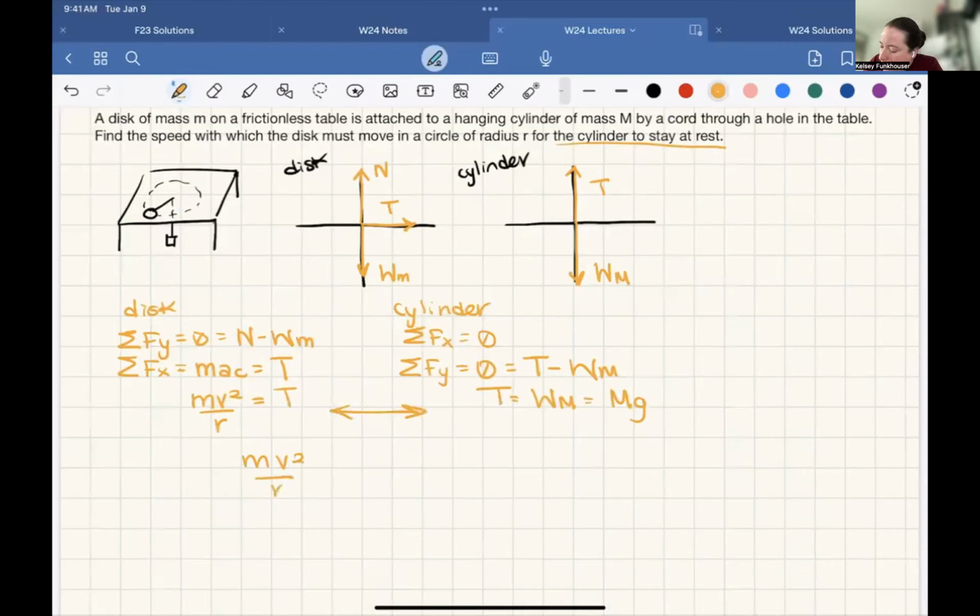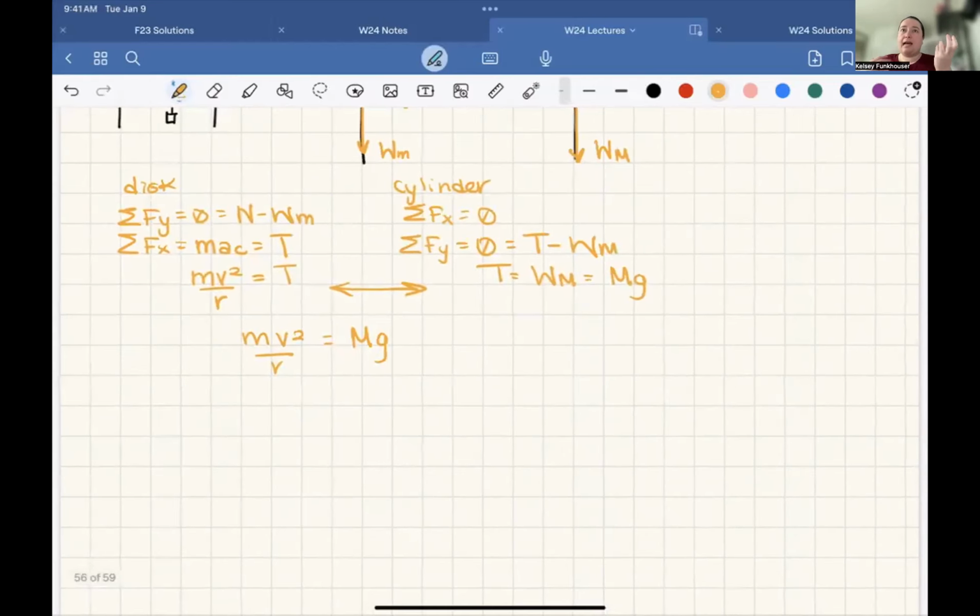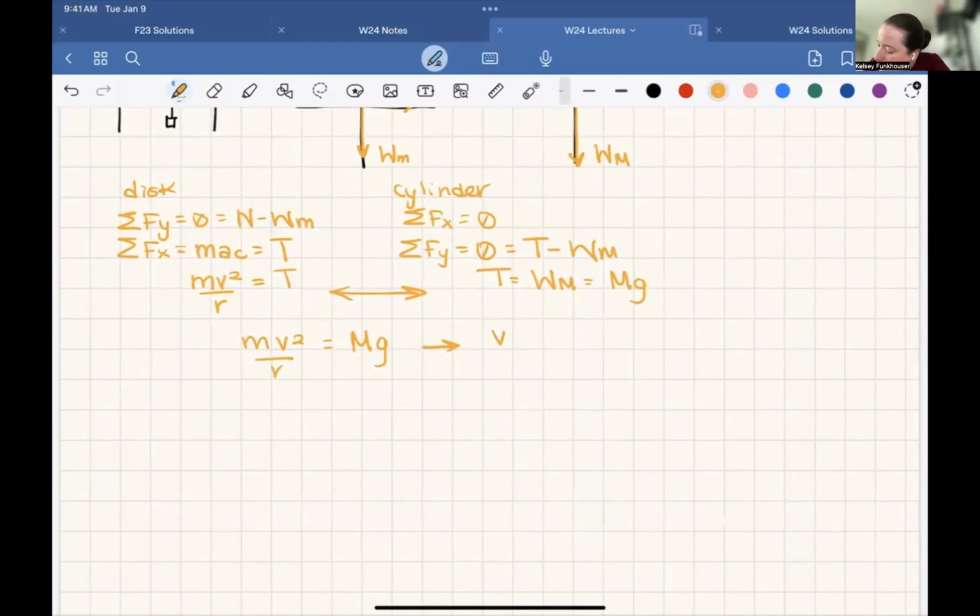Little m v squared over r equals big Mg. This question was asking for the velocity, so we will multiply both sides by r, divide both sides by little m, and square root both sides. So velocity is the square root of big M divided by little m times gr. We weren't given any numbers in this problem, so it's just asking us for the equation.